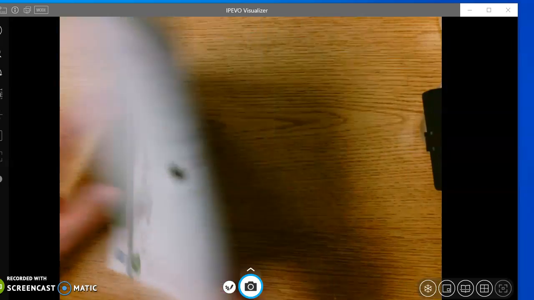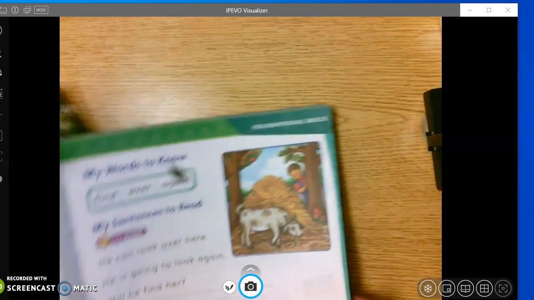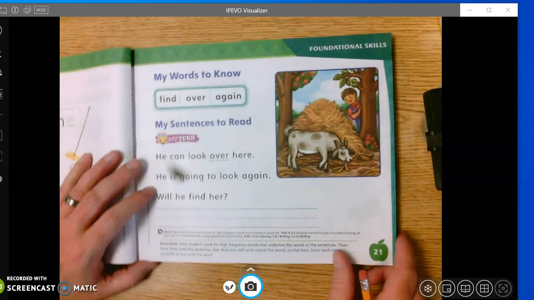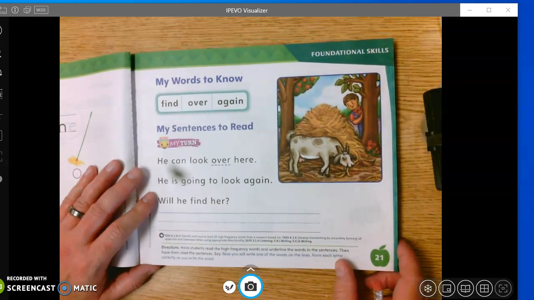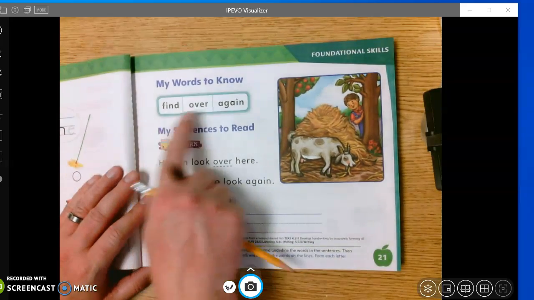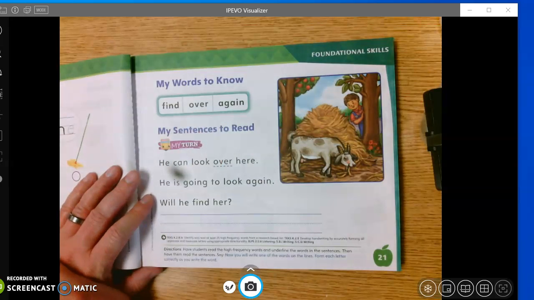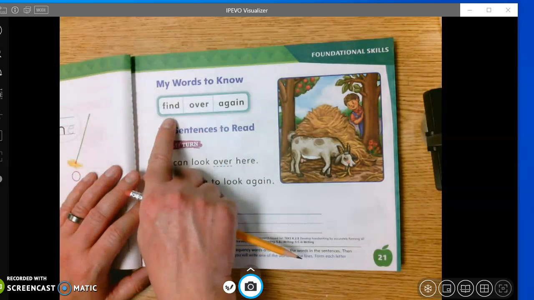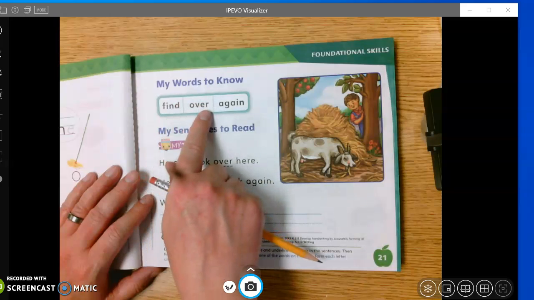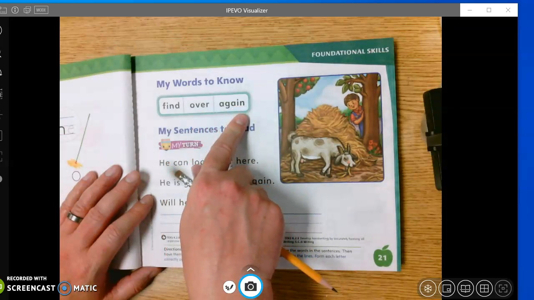Very good. All right, boys and girls. Now we're going to take a look at this page. And we're going to read some sentences. We're going to talk about these three vocabulary words. This is find. Everybody say find. This is over. Go ahead and say over. And this is again. Okay?